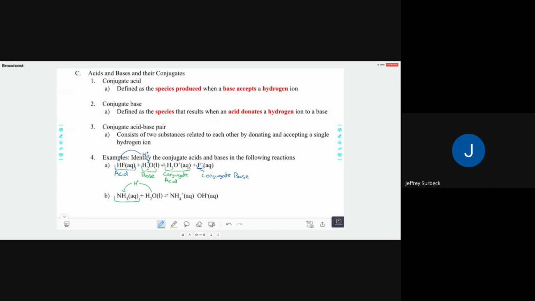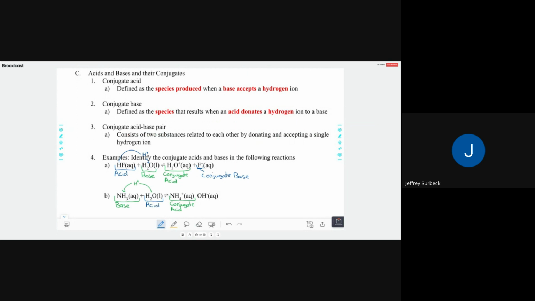NH3, because it gained one extra H, is considered a base. And NH4 plus, because it has an additional H, would be considered the conjugate acid. Now, this makes it really easy to identify what the actual acid is, which in this case is our H2O. H2O is considered our actual acid.